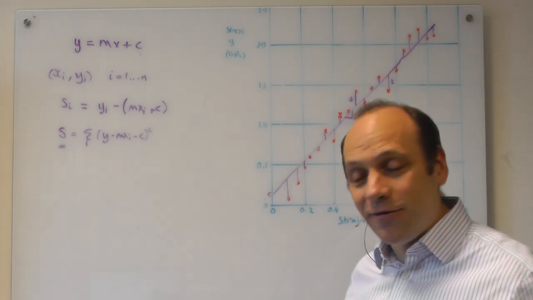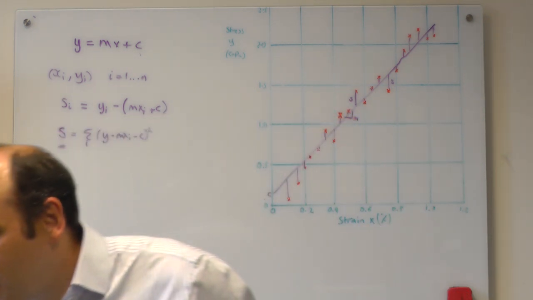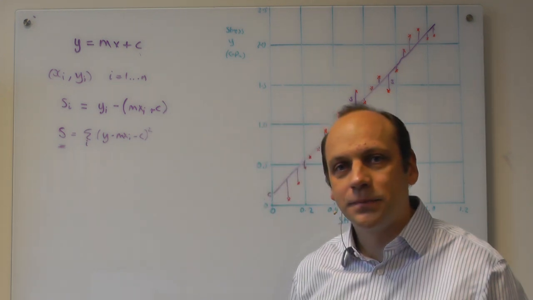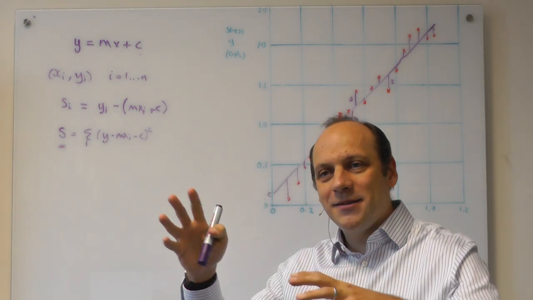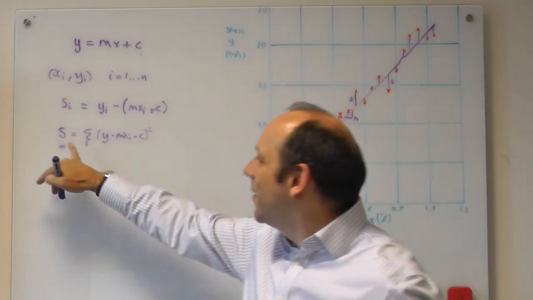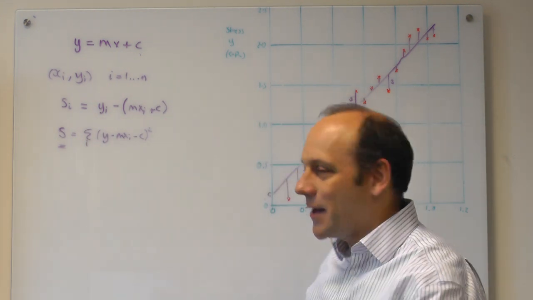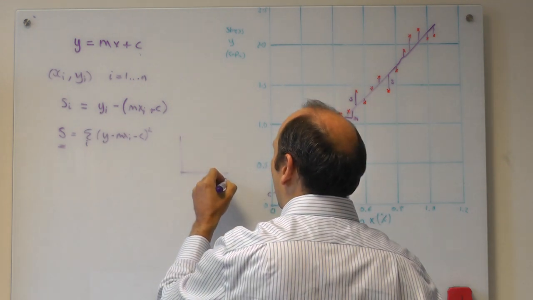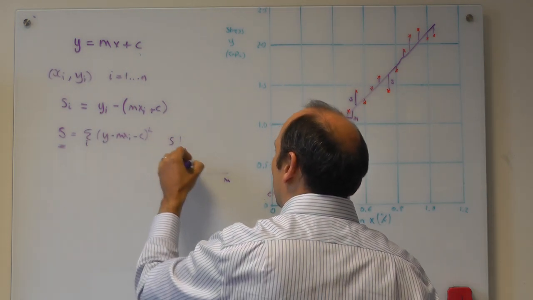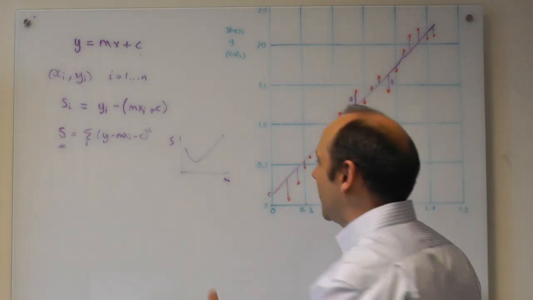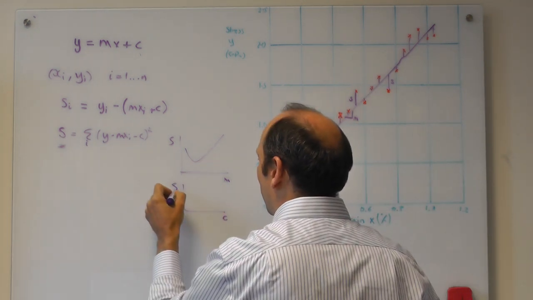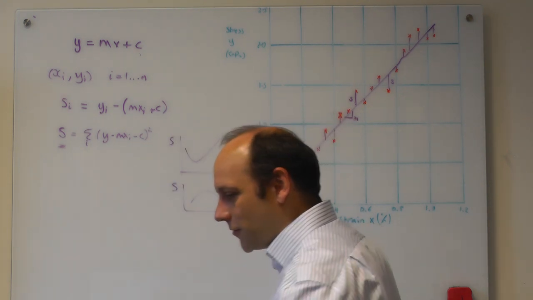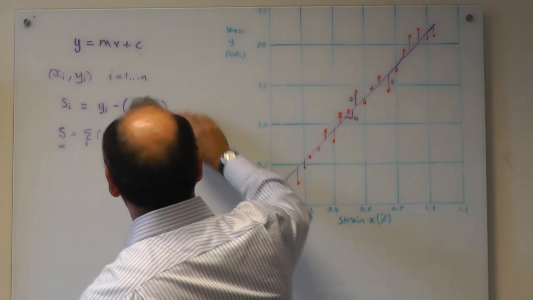Now the question is, how do we then find m and c? Well, we imagine some response surface showing how s varies with m and c. So if I made m a bit bigger, what would s do? As I vary m, it'd be some curve like this, say, and as I varied c, I'd have some s, and it might do something like that, say, and it would actually be an overall surface. So let's try and plot that out.